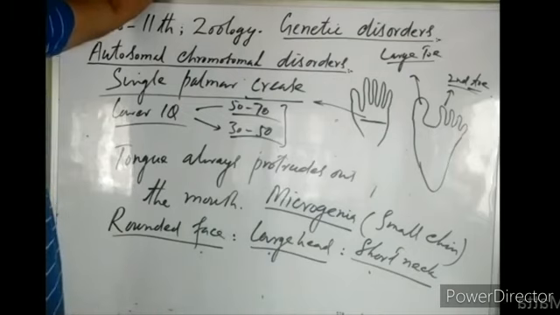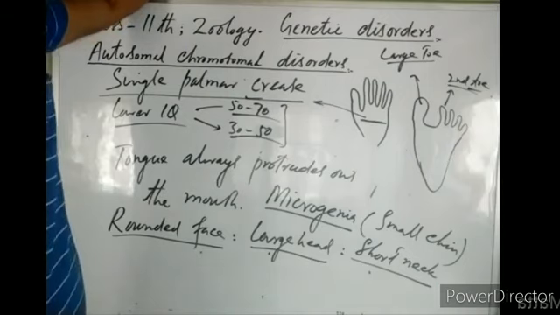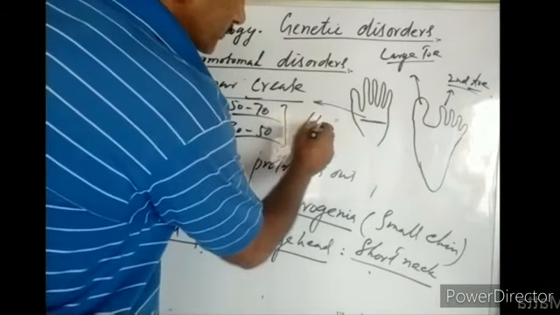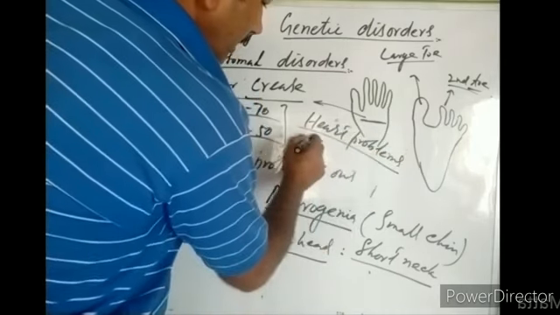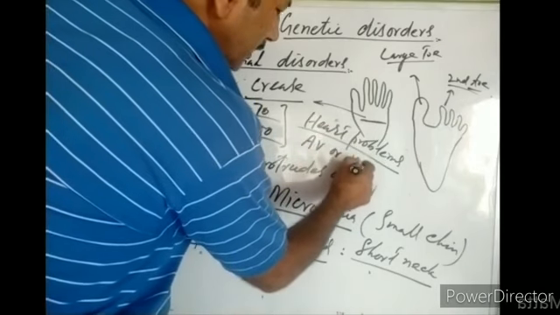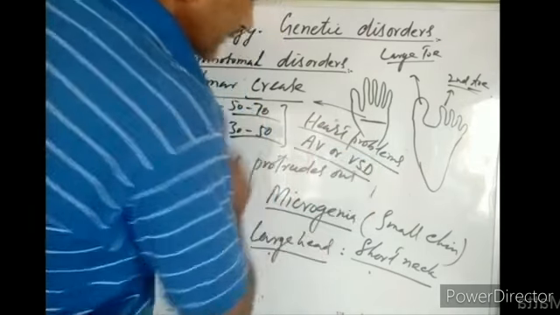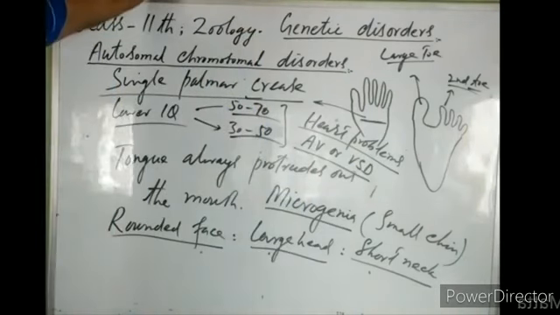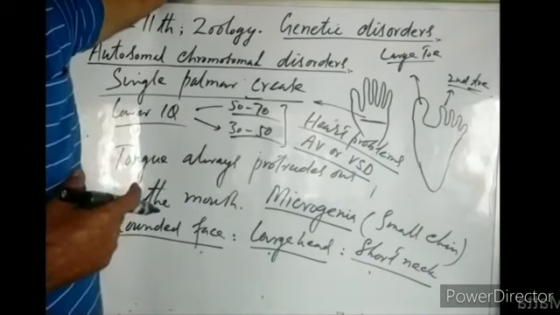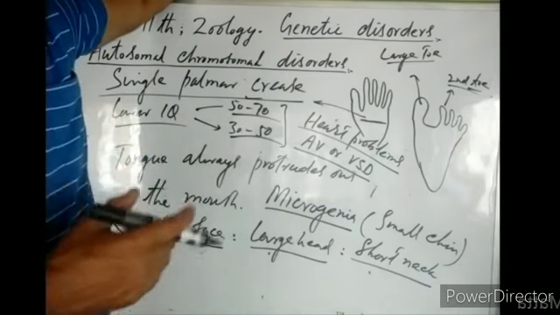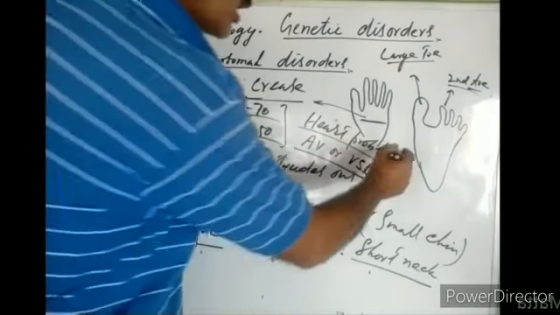In addition to that, these Down syndrome patients suffer from heart problems. They may have atrioventricular or ventricular septal defects. So their atria and ventricles are malformed, or the AV septum is malformed, or the interventricular septum is malformed. So they have some heart problems.